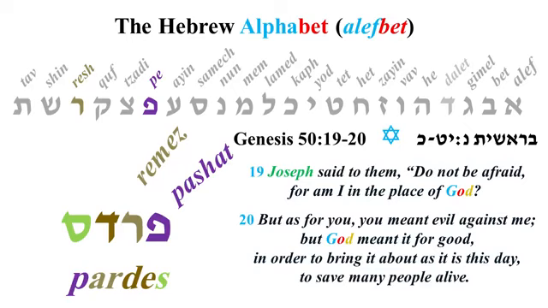It's kind of interesting. Look in Genesis 50, verse 19. Joseph said to them, "Do not be afraid, for am I in the place of God? But as for you, you meant evil against me, but God meant it for good, in order to bring it about as it is this day, to save many people alive." This is after Joseph revealed himself to his brothers, which Yeshua is going to do on his return, right? Very, very prophetic, very parallel. It's just beautiful how it all fits together.